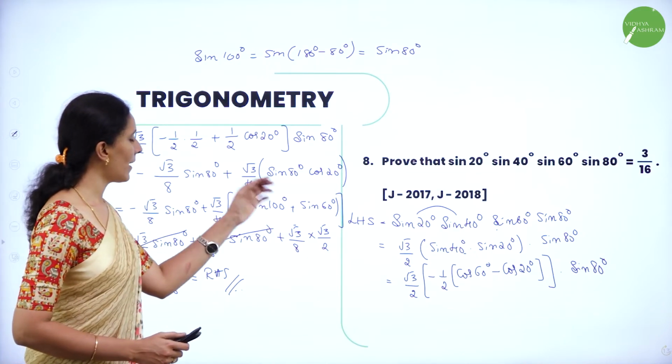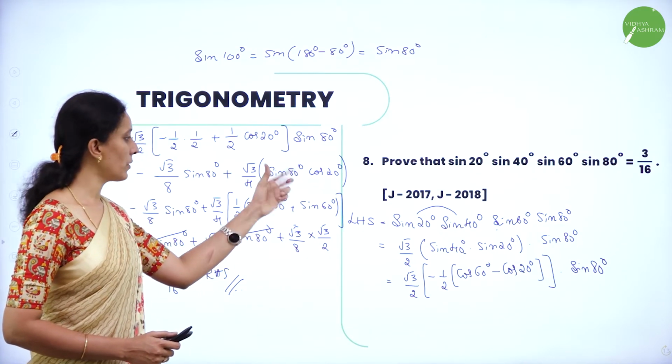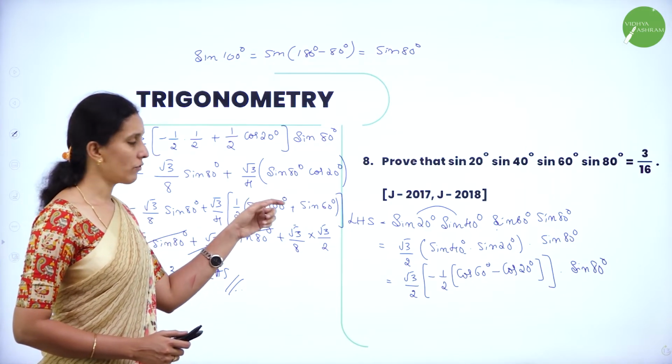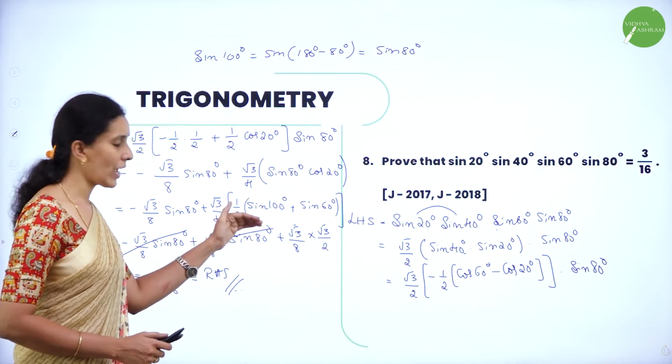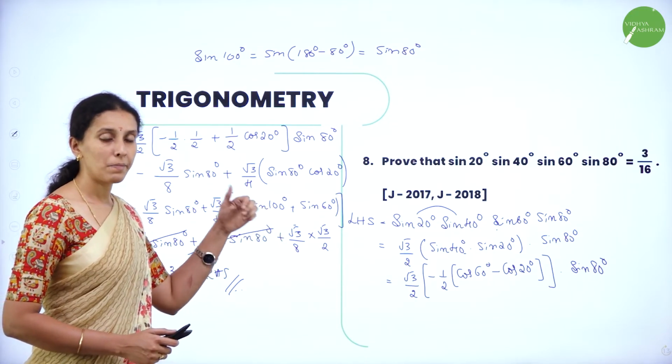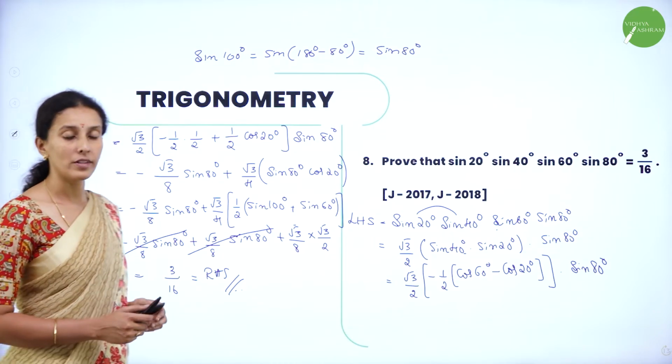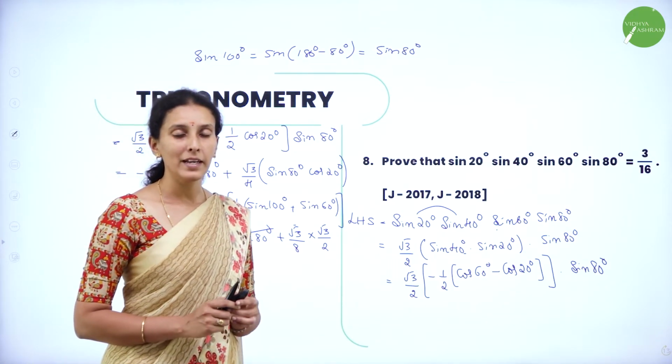Then again multiplying, we can get one more transformation formula for sine C cos B. We'll get one more transformation formula for sine A cos B, which we can write as sine A plus B plus sine A minus B. So evaluating, we will get the constant value 3 divided by 16.